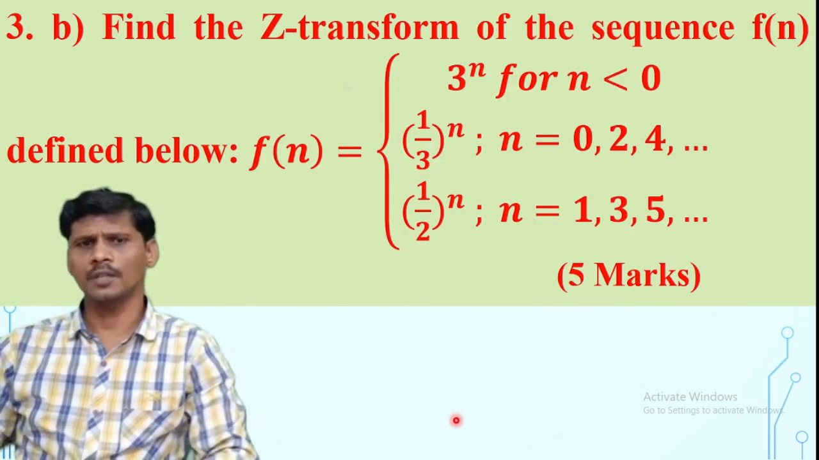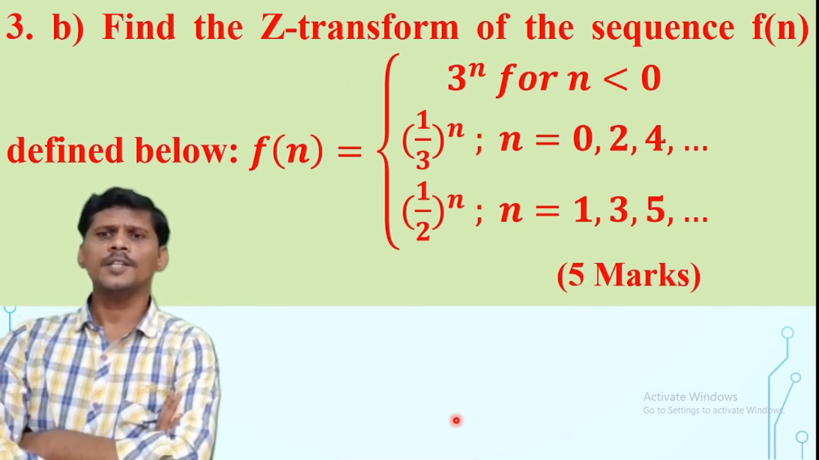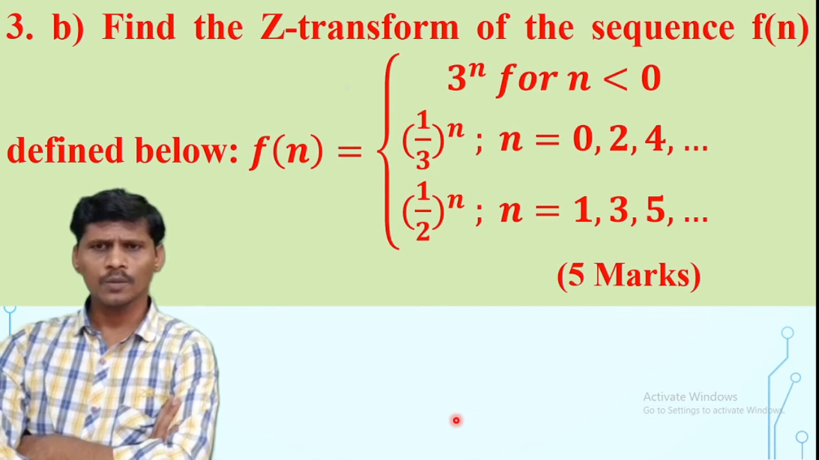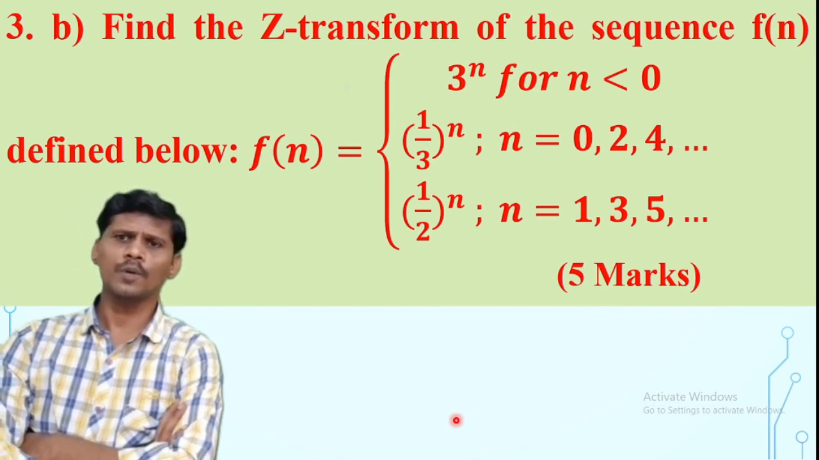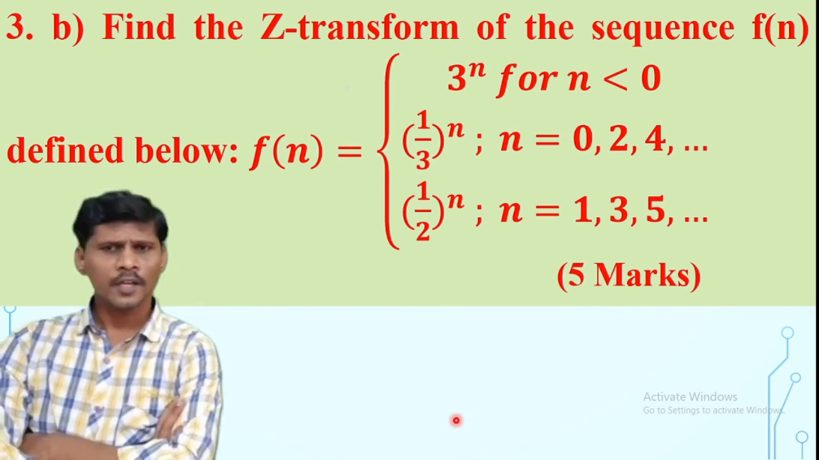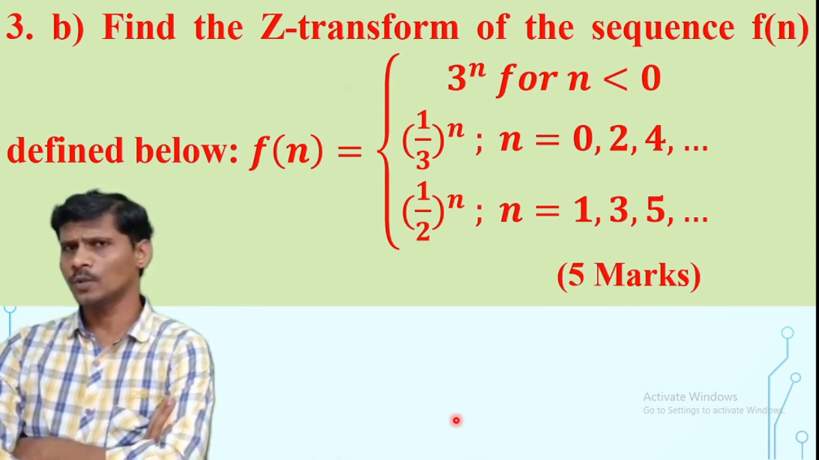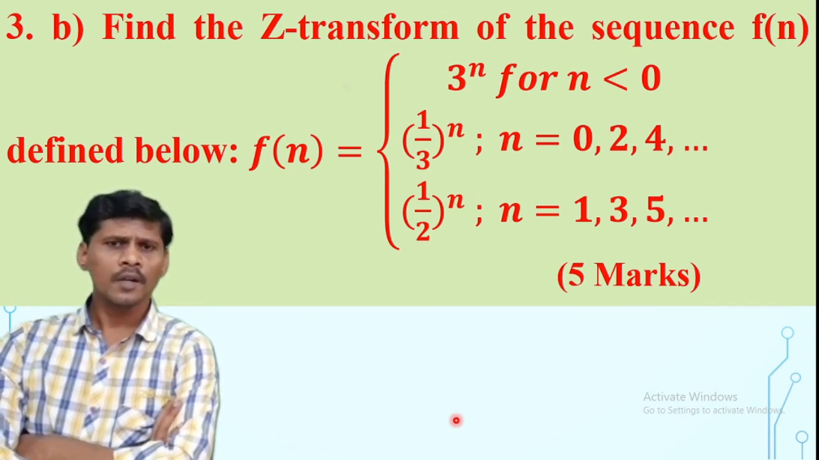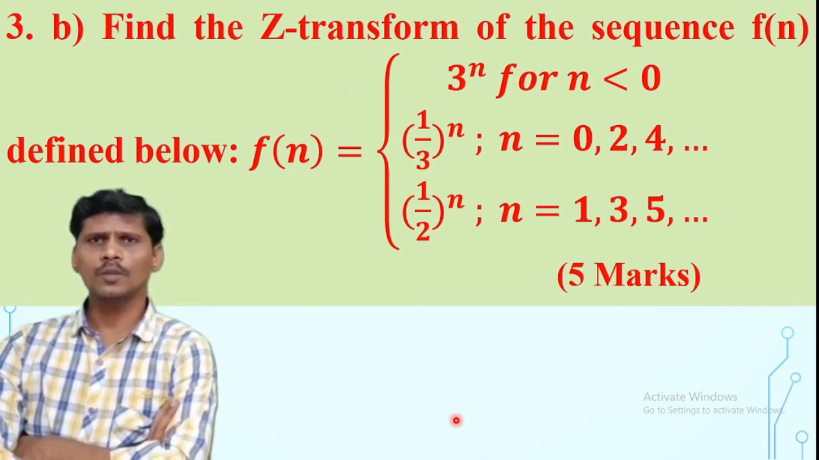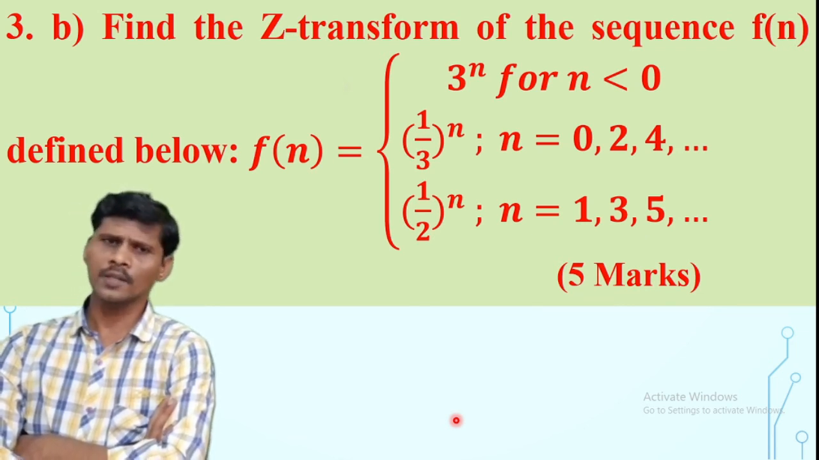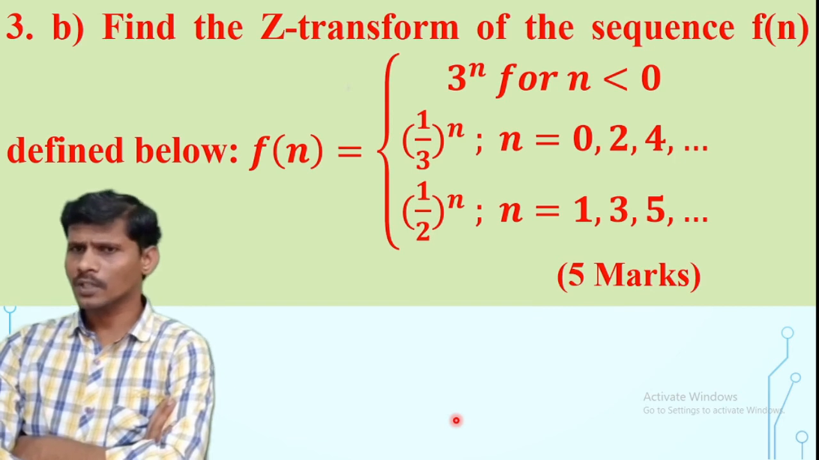Next, question number 3b. Find the Z transform of the sequence f of n defined below. F of n is equal to 3 power n for n less than 0, and f of n is equal to 1 by 3 whole to the power of n for n is equal to 0, 2, 4, even values of n, and f of n is equal to 1 by 2 whole to the power of n for n is equal to 1, 3, 5, odd values of n. Calculate the Z transform of the given sequence.